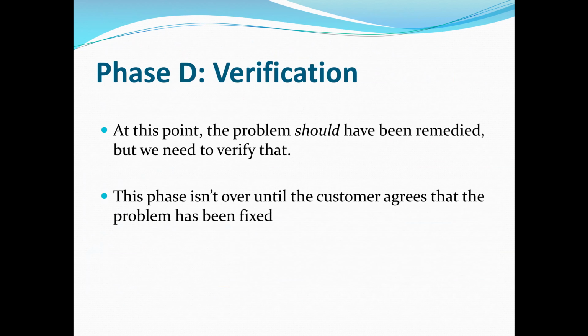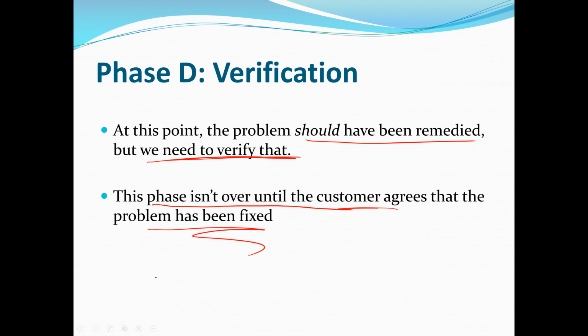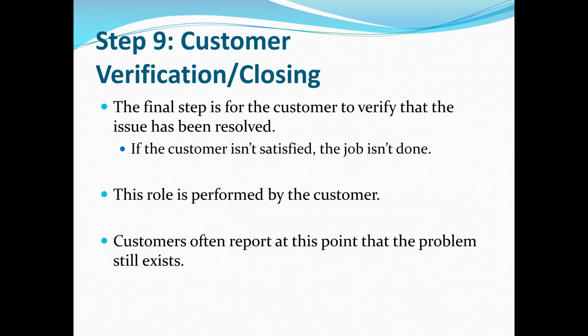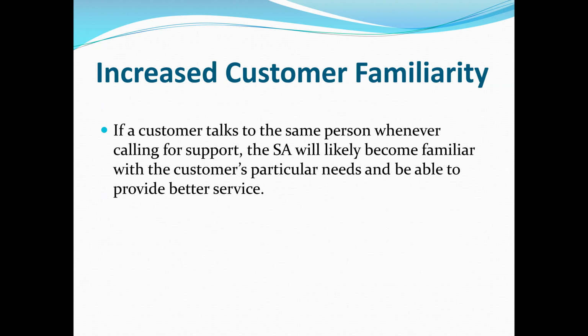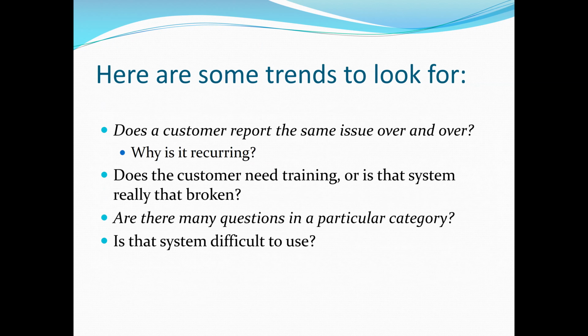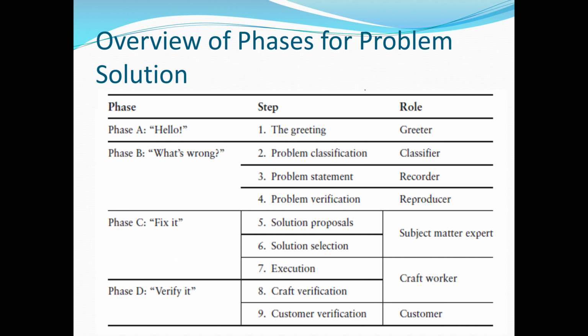Pretty intuitive. And then as you can see, the verification part, at this point the problem should have been remedied, but we need to verify that. And this phase isn't over until the customer agrees that the problem has been fixed. Okay, so that's really something that's really important here. You can read through these as well. Okay, and then here it just summarizes it in an overview of the phases again, and it makes sense, right? These are the logical steps. What's wrong, fix it, and then verify.